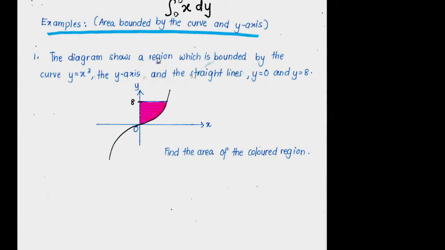The diagram shows a region which is bounded by the curve y equals x cubed. So this curve is a bit different from what you have learned so far, right? It's bounded by the curve, the y-axis and the straight lines 0 to 8. So 0 here, 8 up here. Find the area of the colored region. So we just want to find the pink shaded region.